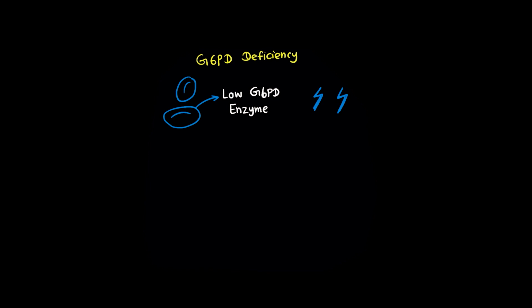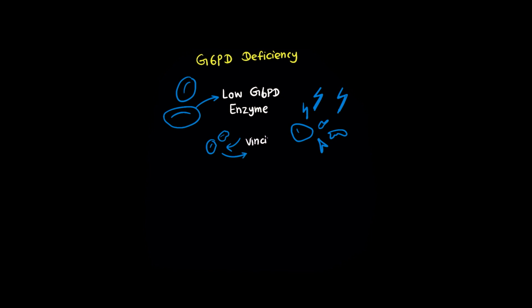Let's dig into the principle behind G6PD deficiency and dietary triggers. G6PD deficiency is a genetic disorder affecting the enzyme glucose 6-phosphate dehydrogenase in red blood cells. This enzyme protects red cells from oxidative damage. Without sufficient G6PD, red blood cells become vulnerable to oxidative stress, leading to hemolysis, their premature destruction.